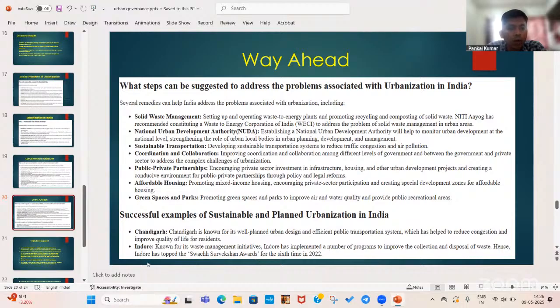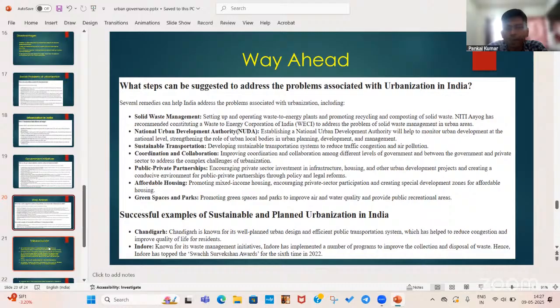Then comes Indore. Indore is very famous for its waste management initiative. It is often ranked number one in India among the cities in the Swachh Bharat assessment. So Indore has implemented a number of programs to improve the collection and disposal of waste. Hence, Indore has topped the Swachh Sarvekshan Awards for the sixth time in 2022. So this is very important.